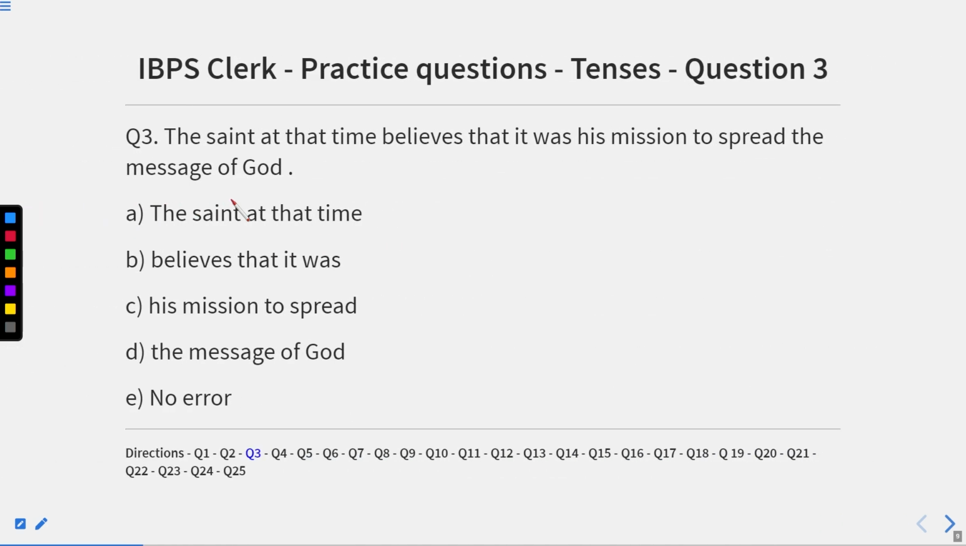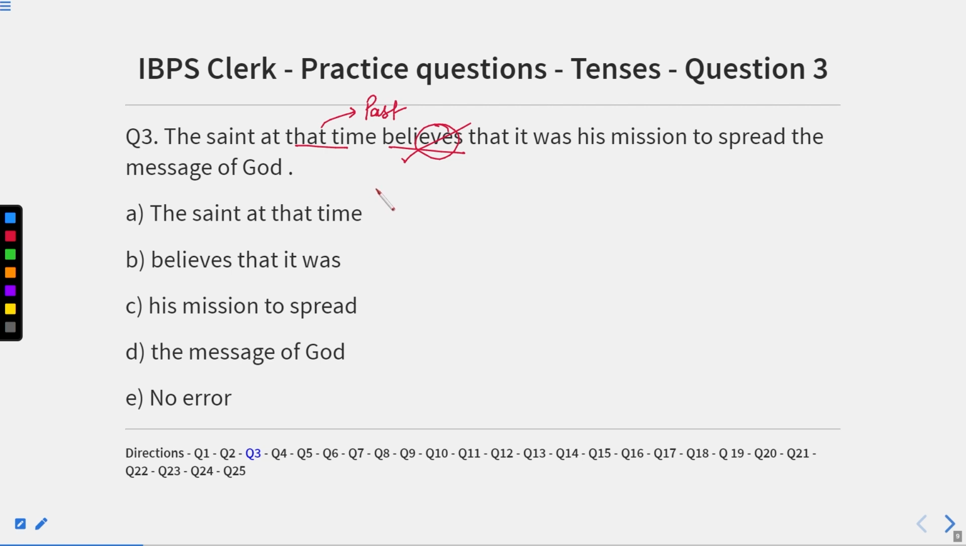The saint at that time believes that it was his mission to spread the message of God. Now again, the sentence is very very simple. As you can see over here, it is written the saint at that time. At that time shows that we are talking about the time of past. Now if we are talking about the time of past, here the word written is believes, which is actually present simple tense, or you can say present indefinite tense, where we talk about the present time. But here it is written the saint at that time. It means we are talking about the past. Therefore this word believes is incorrect over here.